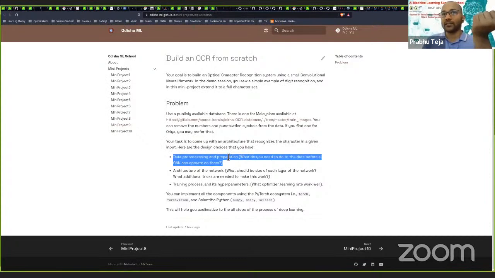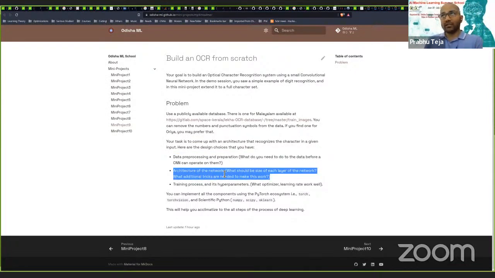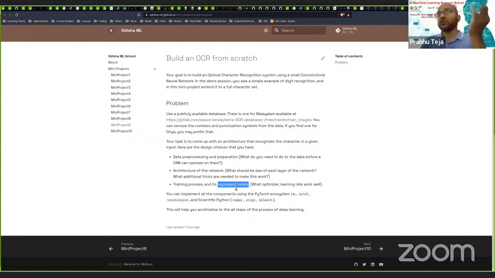Think about data pre-processing. What do you need to do before a CNN operates? What should be the exact operation, exact architecture? So I want 32 outputs, I want 64 outputs. How did this 32-64 come about? What is the importance? Run a few experiments and figure it out. What are the hyperparameters? What optimizer to use? I used Adam in this example. Why Adam? Why can't it be something else? It can be something else, but experimentally try it out.